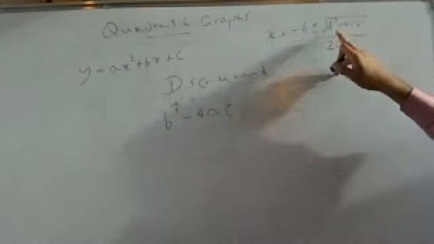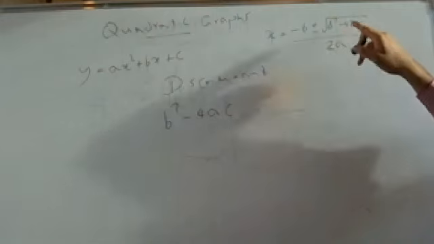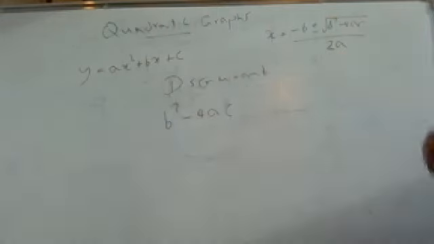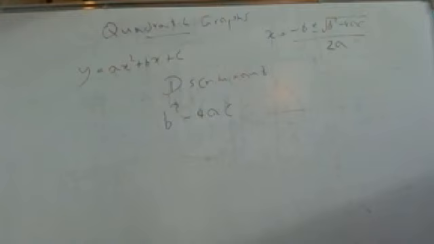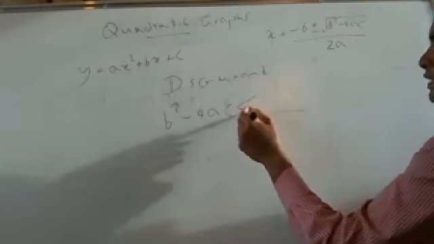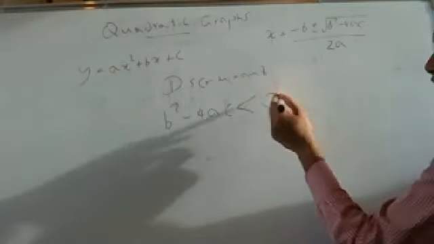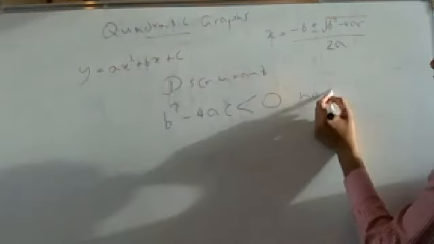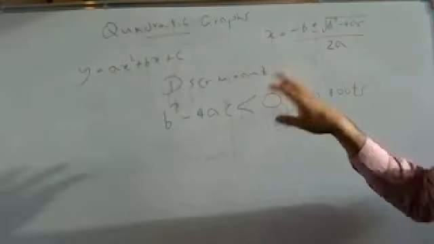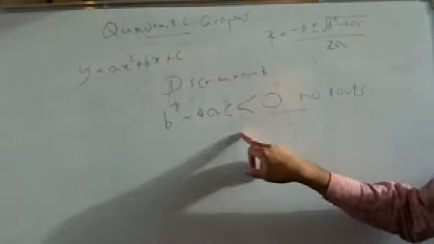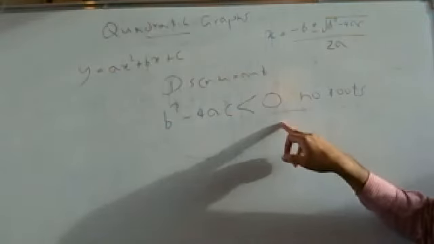You can clearly see this has to be 0 or positive in order to get an answer from the quadratic formula. If it's negative, you can't get an answer, which means we don't have any roots. So if b squared minus 4ac is negative, that is, less than 0, then we have no roots. No roots means that in a graph where b squared minus 4ac is less than 0, the graph does not cross the x-axis at all.